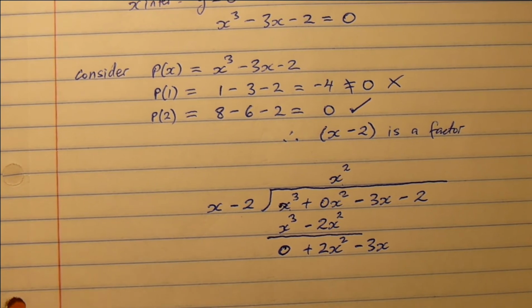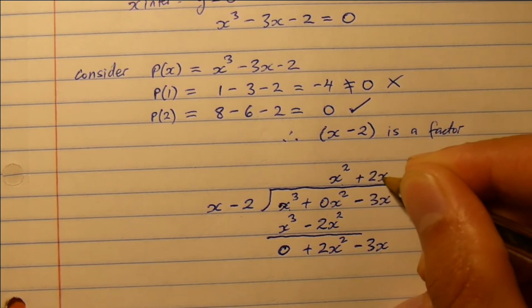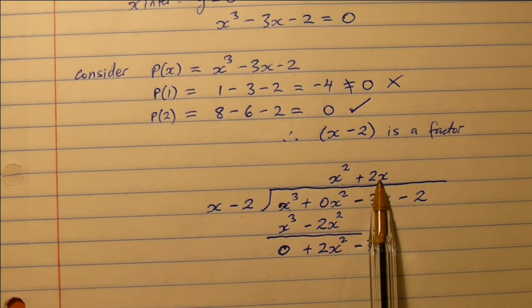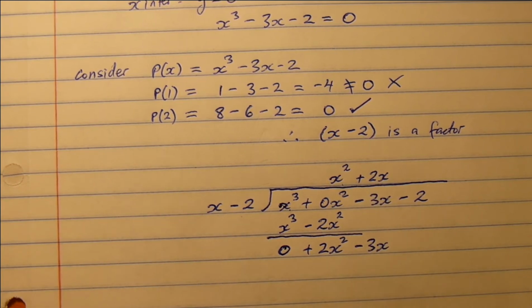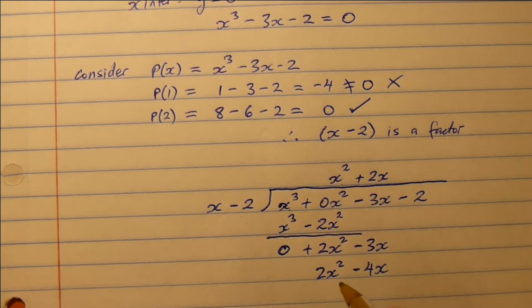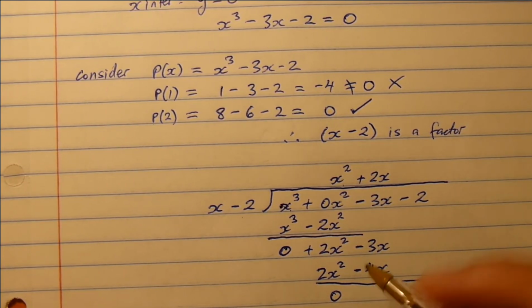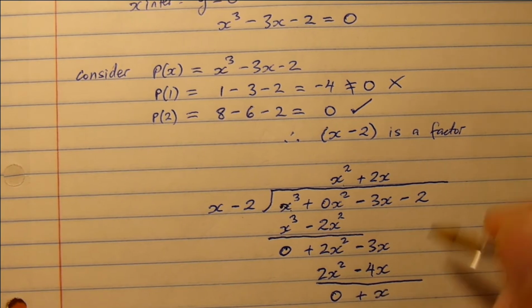Okay, now the process starts again. X into the 2x squared goes positive 2x times. 2x times x gives me 2x squared. 2x times negative 2 is negative 4x. Draw the line, perform a subtraction. 2x squared minus 2x squared is 0. Negative 3x minus negative 4x gives me positive x. Bring the negative 2 down.